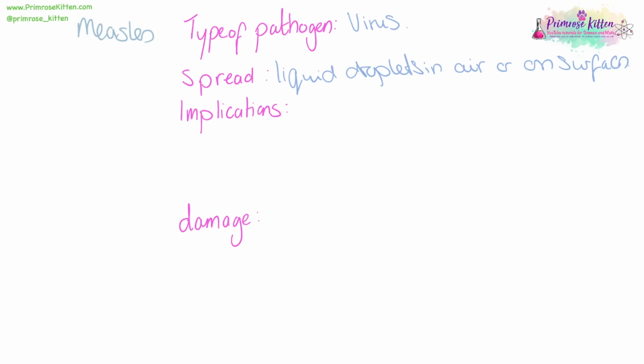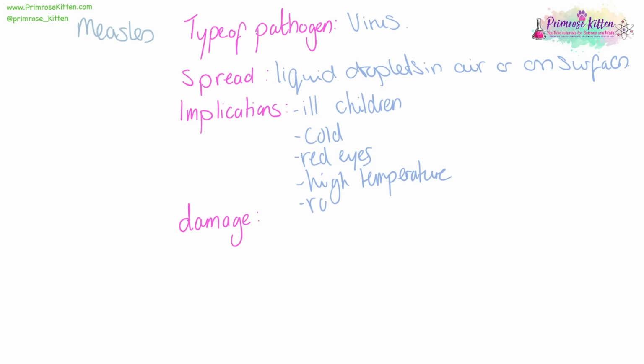This is very common in children, and they're going to feel very ill. It's going to be a bit like having a bad cold or a bad cough. There's going to be coughing and sneezing, red eyes, high temperature, and a nasty rash. These days there is very little damage because there's a widespread vaccination program, the MMR, which prevents a lot of people getting it, and there are very few serious complications with measles.